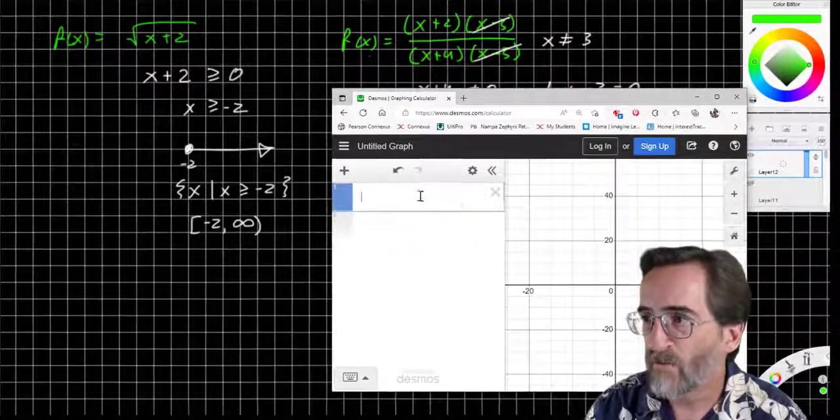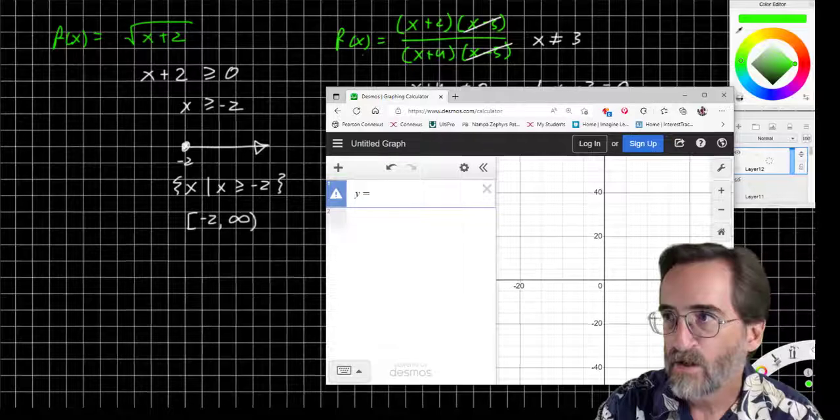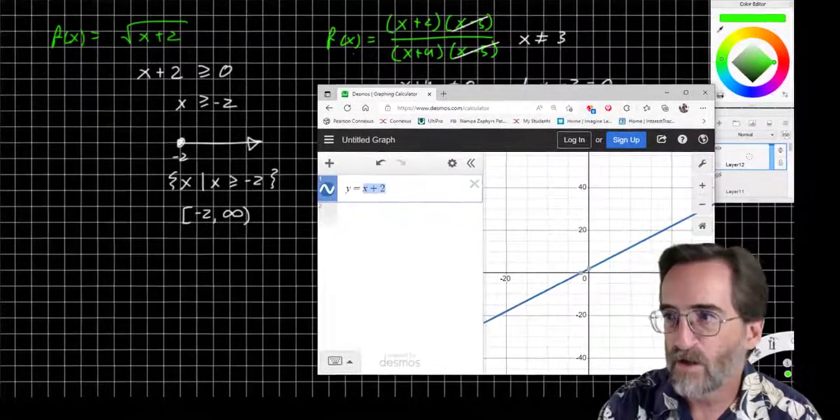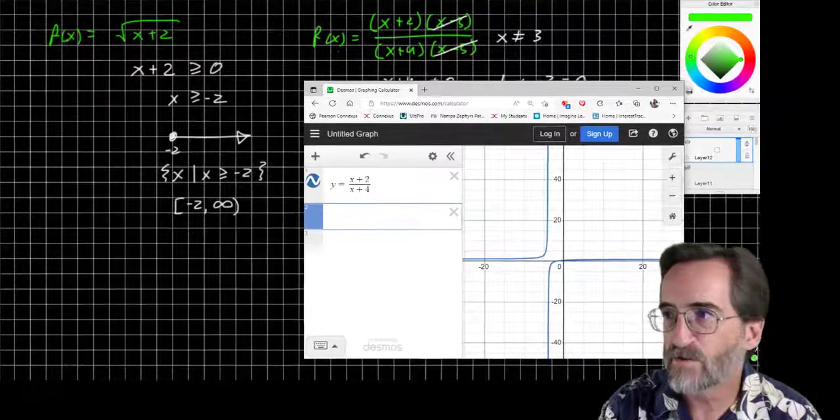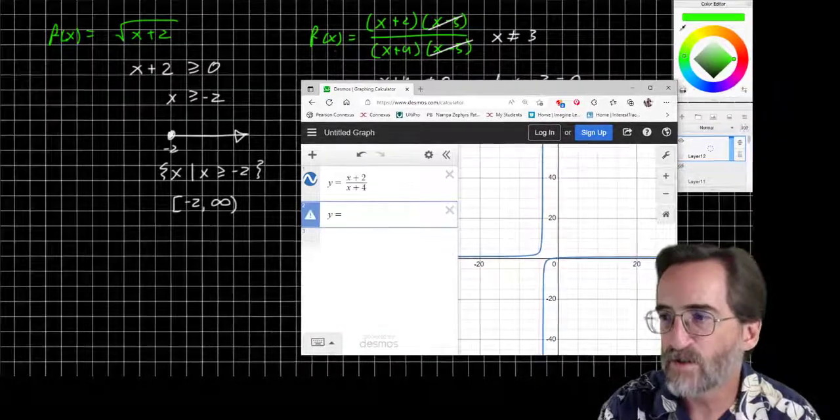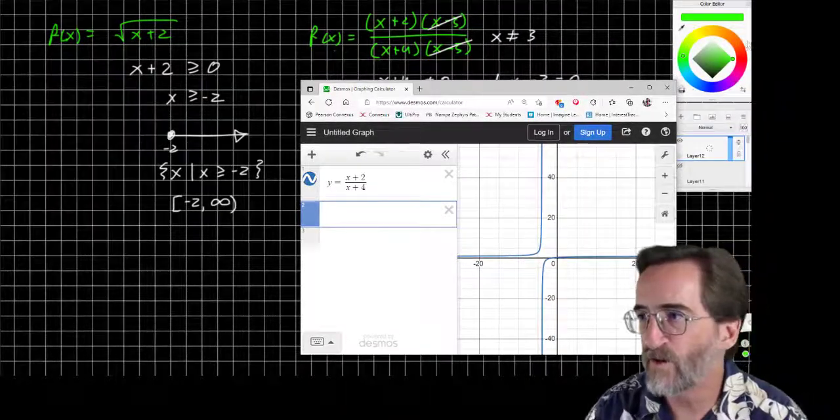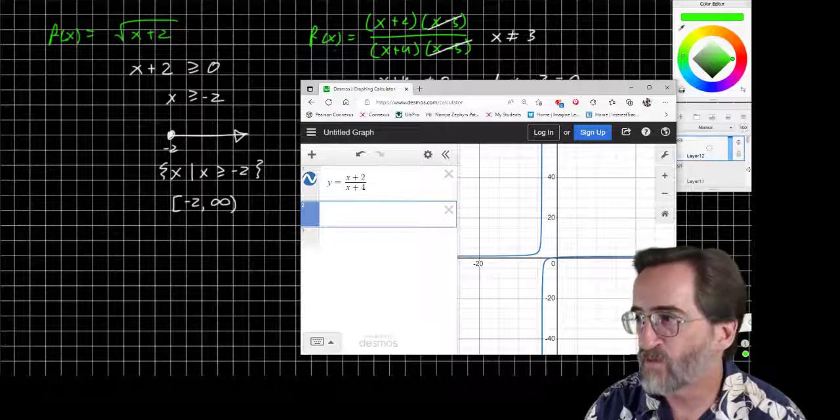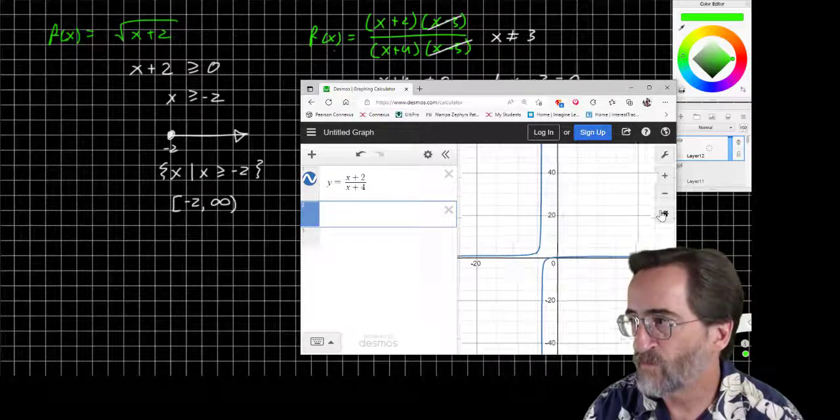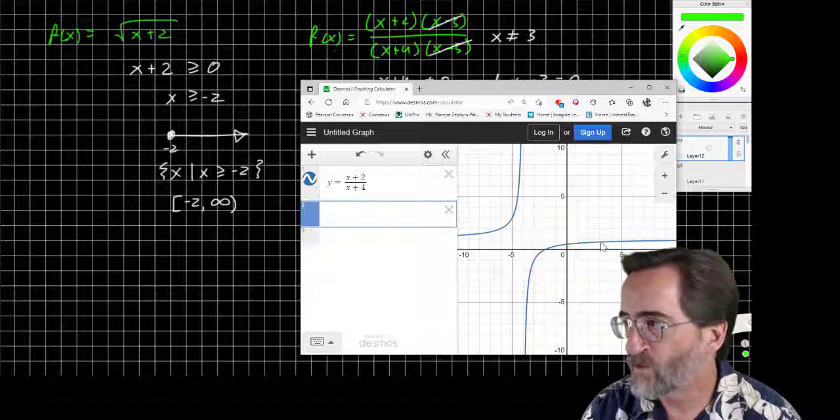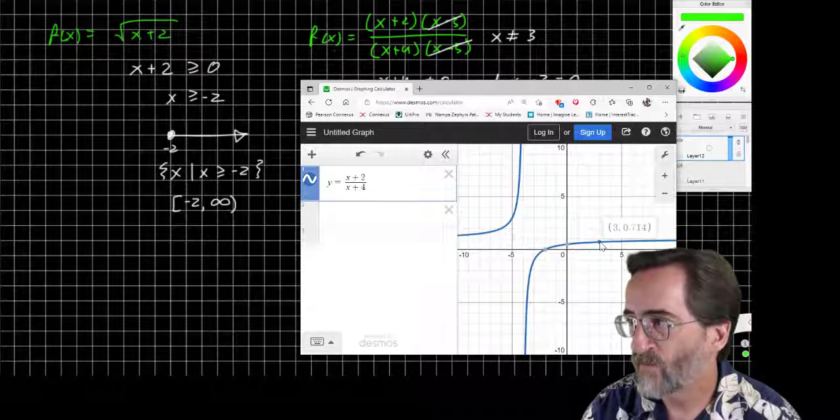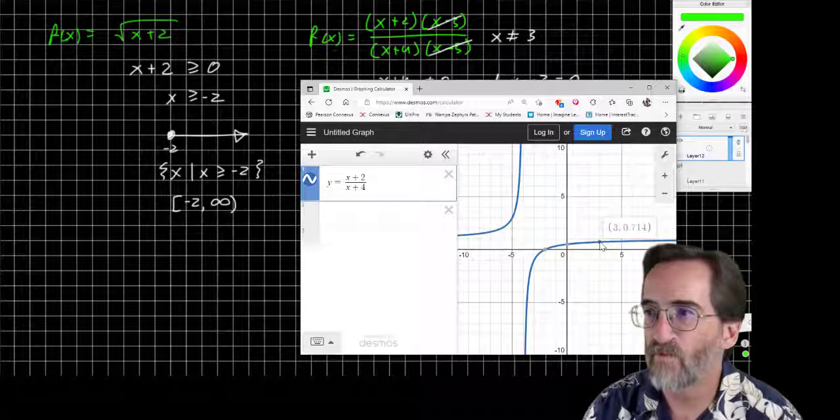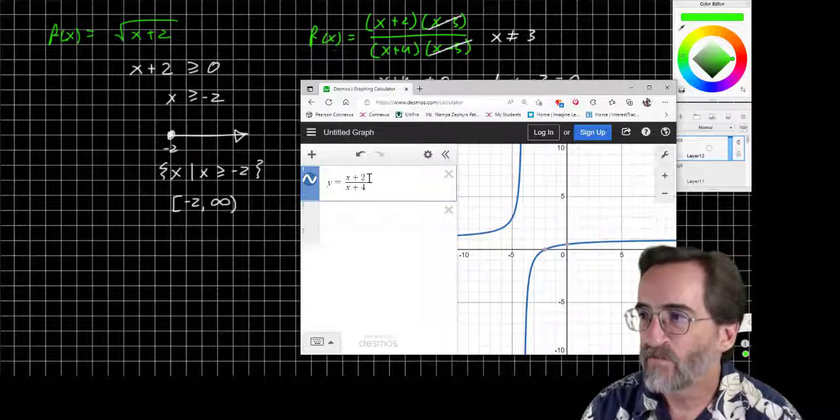I'm going to graph y equals x plus 2 divided by x plus 4. And let's zoom normal here. What happens at 3 is that we get a value. We get 3 and 0.714, right?